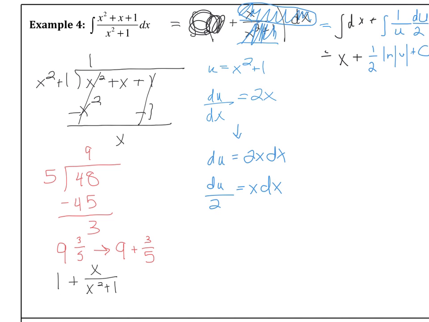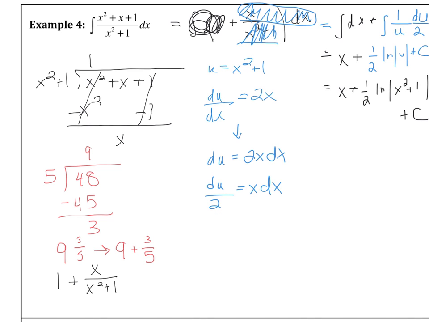And that plus c can account for both integrals because one constant plus a different constant is just some other constant, so we're not going to fuss about it. And so then let's just back substitute to get everything in terms of x's. So you'll have x plus 1/2 the natural log of x squared plus 1, and then plus c.